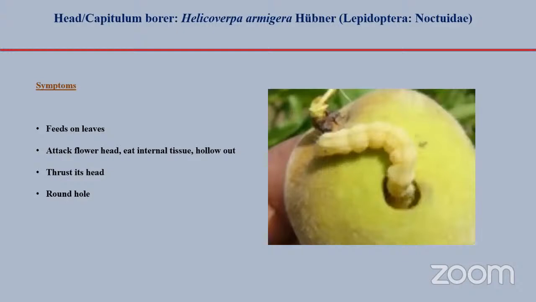First, let's see the head or capsule borer, Helicoverpa armigera, which belongs to the family Noctuidae and order Lepidoptera. Here, the young larvae feed on the leaves for some time and then attack the flower head. The internal tissues are completely eaten and the head is hollowed out. While feeding, the caterpillar thrusts its head inside, leaving the rest of the body outside. They also bore round holes, and feed on leaves, shoots, and buds.